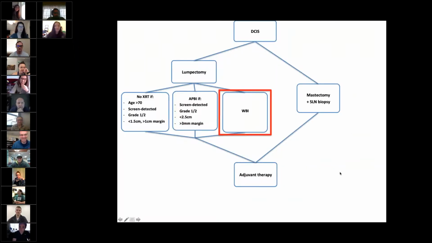You reduce the rate of ipsilateral breast events by 12% or something, 10%. Way more than that. So I guess it depends if you're talking about absolute risk or relative risk, right? But let's talk about relative risk because that's what most patients want to know. Absolutely. What do you think the relative risk reduction is? 50. Yeah, good. So 50%.